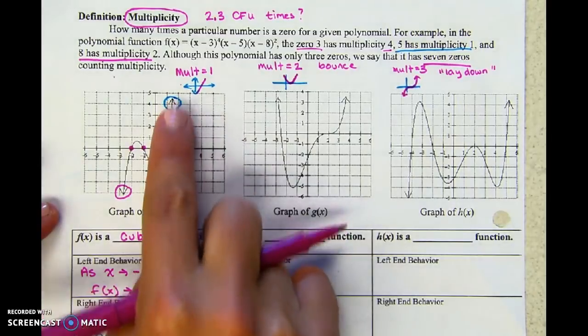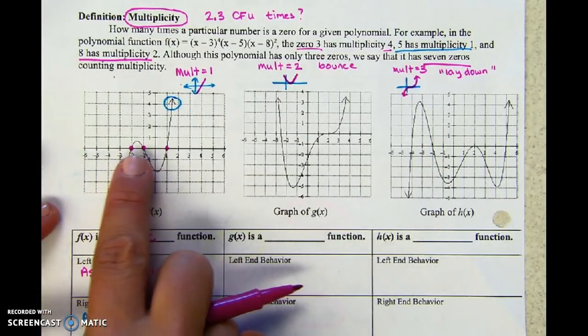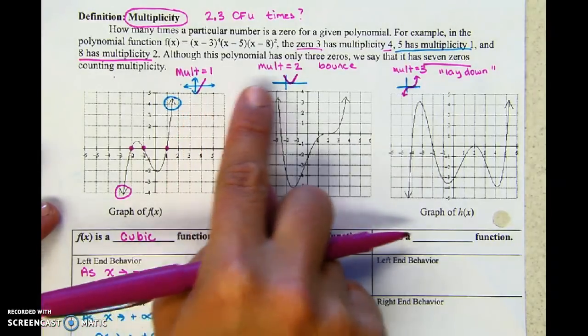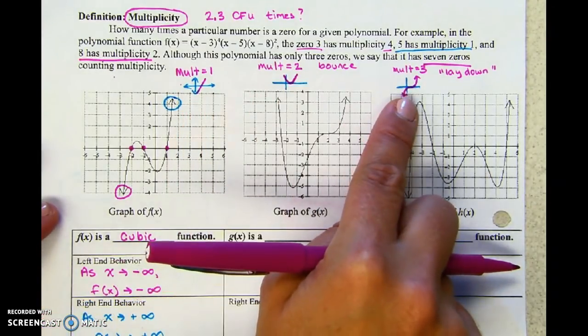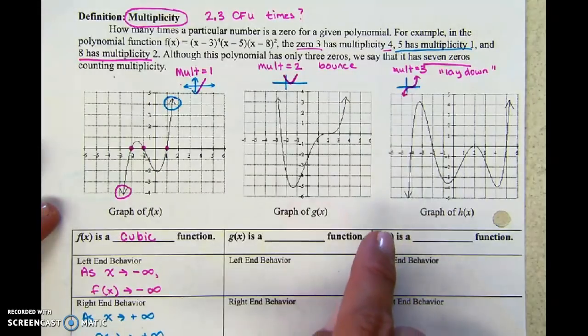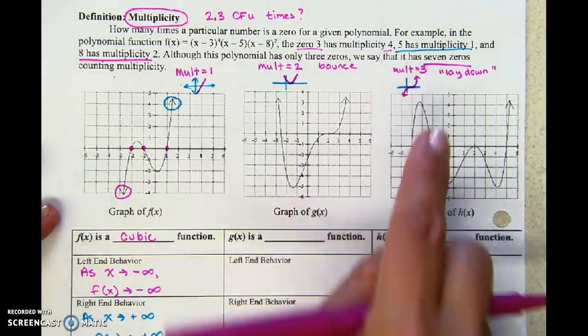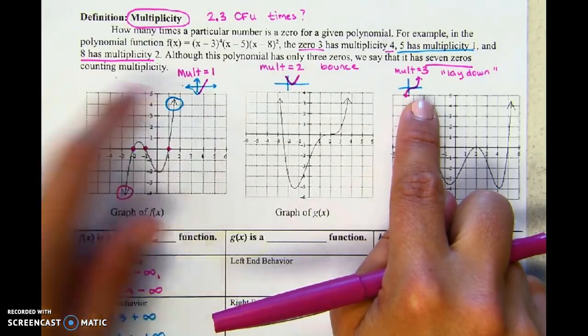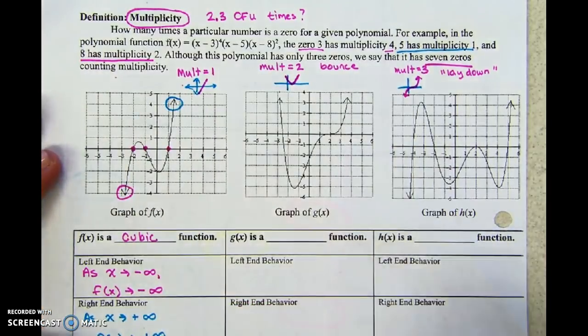So multiplicity of 1, that's how I knew all of these were 1, because they cross, cross, cross. So will it cross? Does it bounce? Or does it lay down and then go back up? So it kind of lays down, but then it still crosses. Do you see how this is different than this? All right. Okay, so let's look at G.